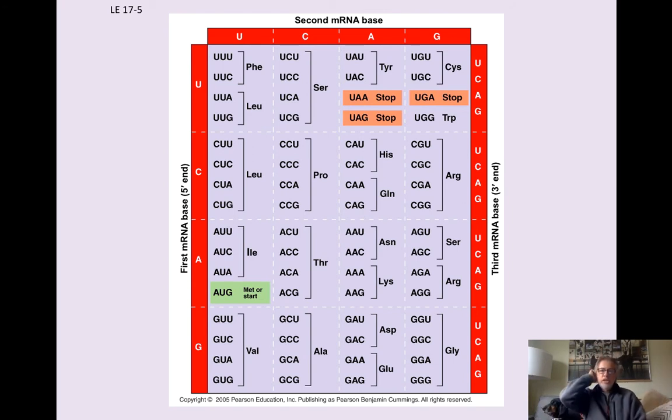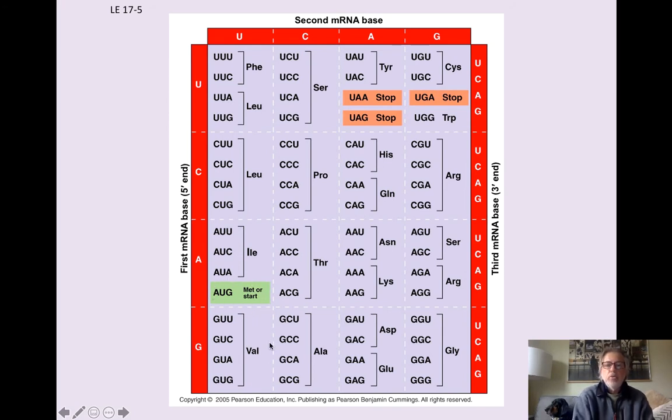Another thing you will notice here is that some amino acids have many codes. For example, serine has 4 right here and 2 right here, so it has 6 codes. Whereas others have very few codes. Methionine has a single codon, AUG.